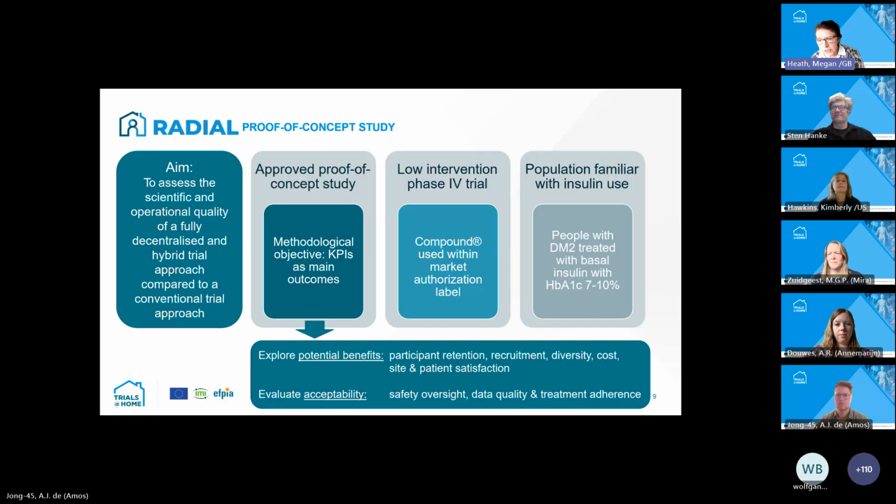As you know, there were several work packages. RADIAL was approved as a low intervention phase 4 study in people with diabetes mellitus type 2, with the objective of assessing the impact of decentralized elements in clinical trials. The study was designed around 3 arms as a methodological study. We had a conventional arm, a hybrid arm, and a fully remote arm, which had not been done before in Europe. The KPIs were the main outcome measures.